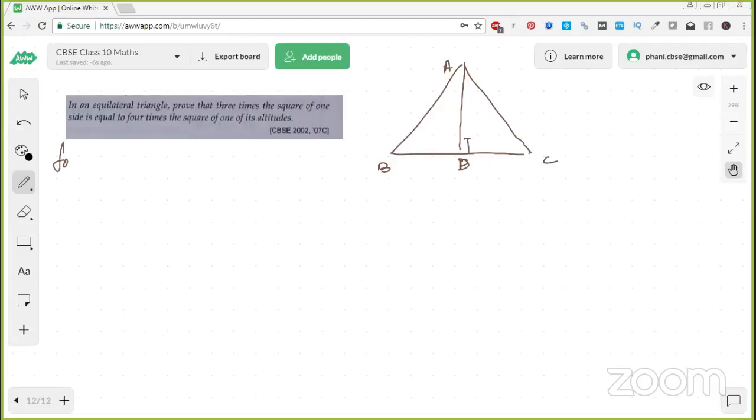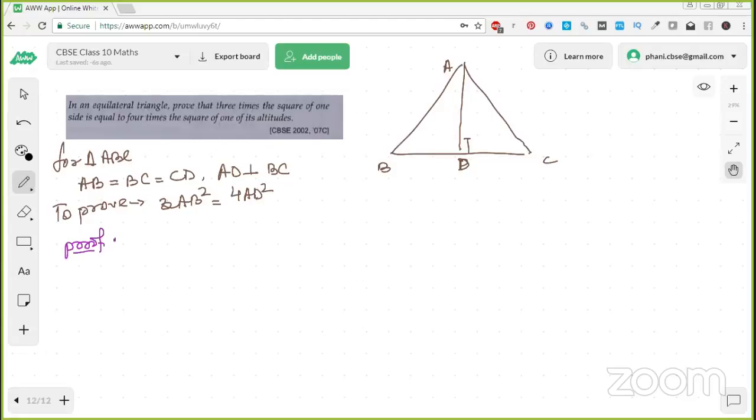Here for the triangle ABC, we can write AB equals BC equals CA, and it's also given AD is perpendicular to BC. We have to prove 3AB square equals 4AD square. 3AB square equals 4AD square. So under the proof, it will come.